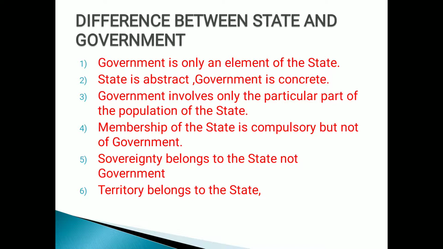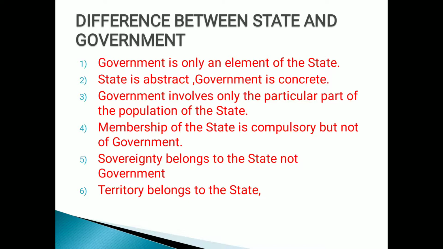Fourthly, government involves only a particular part of the population of a state. The whole population is a part of the state. All the people are citizens of the state. However, government is made by the representatives of the people. Only some people who get elected act as the representatives of the people and form the government of the state. Right? Their number is limited to a few hundred only.